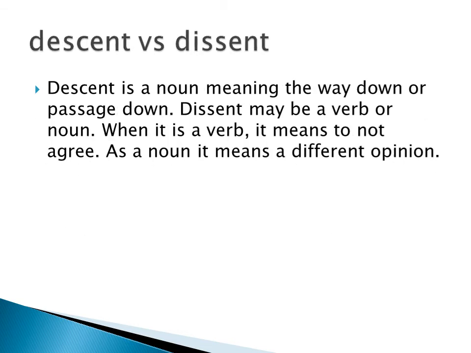Descent versus dissent. Descent is a noun meaning the way down or passage down. Dissent may be a verb or a noun. When it is a verb, it means to not agree. As a noun, it means a different opinion.